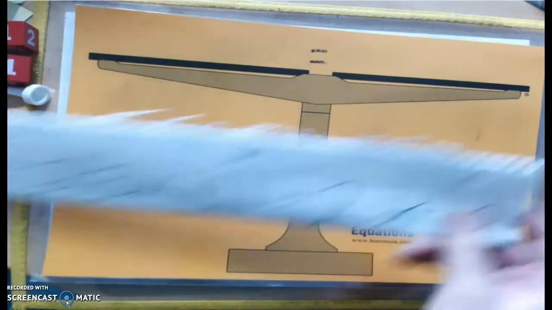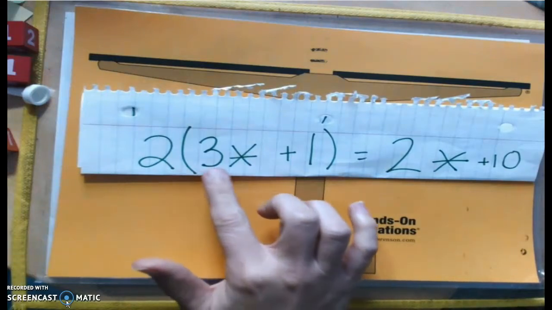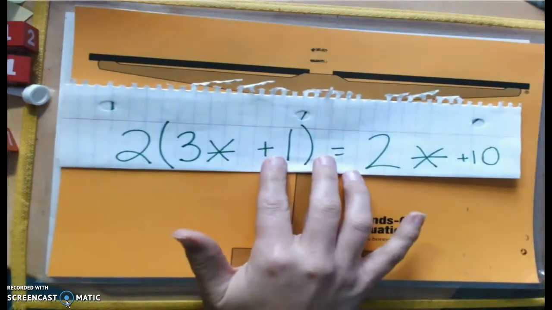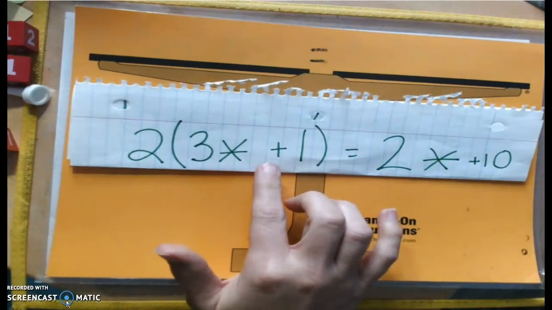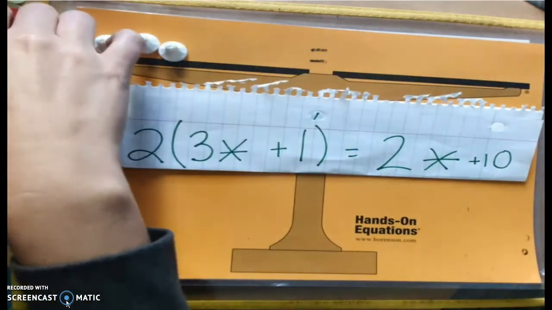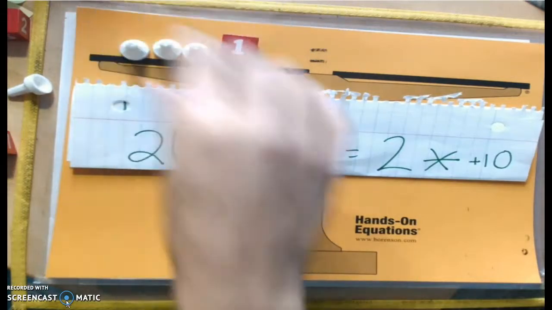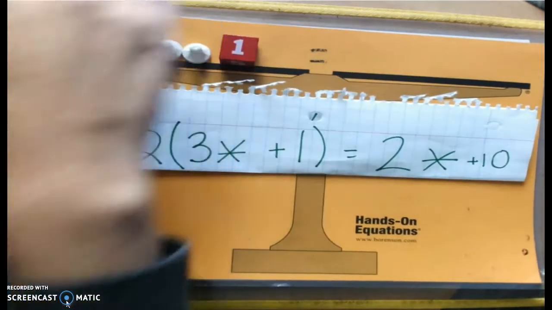Okay, we're going to go ahead and set up our first equation. We have 2 times 3 star plus 1 equals 2 star plus 10. When we set this up, we're going to set up 3 stars plus 1. And we know the parentheses tells us that we need to look outside the parentheses to tell us how many times we have to set up what's in parentheses.